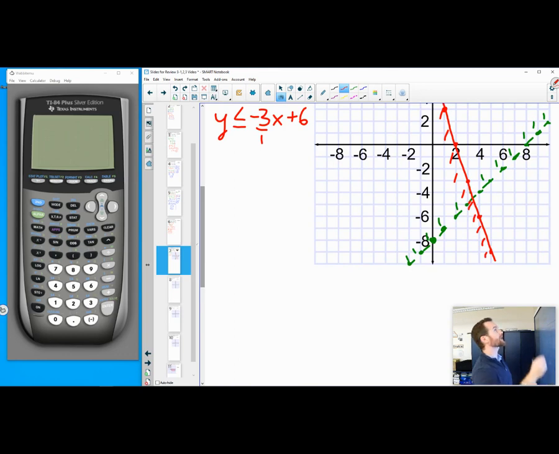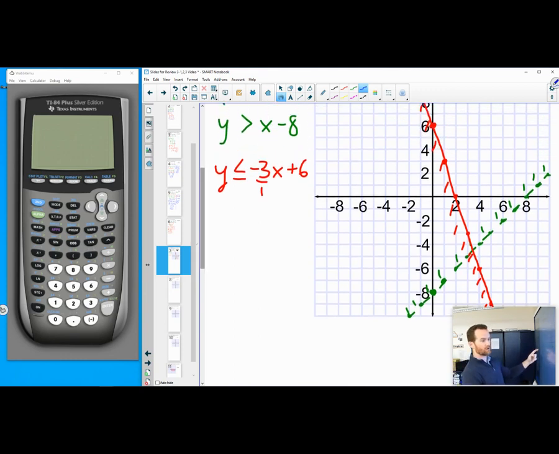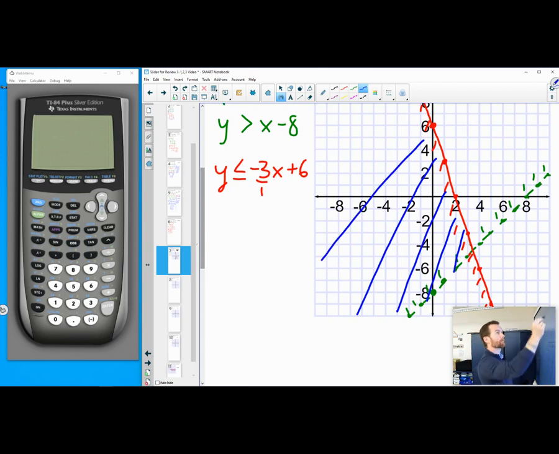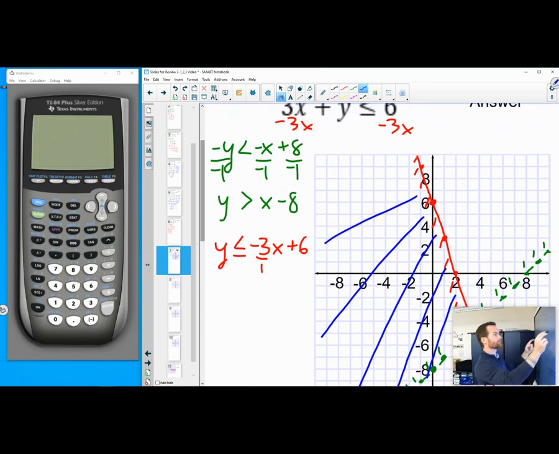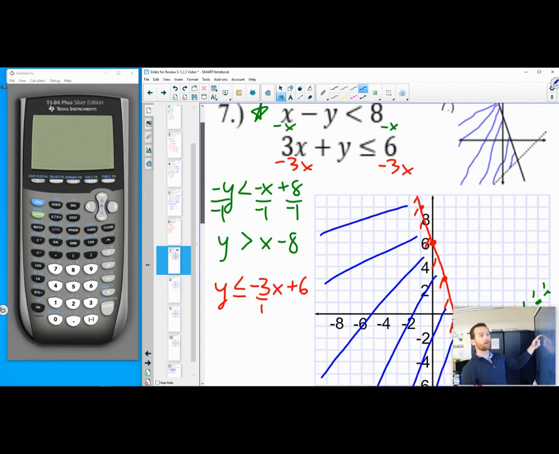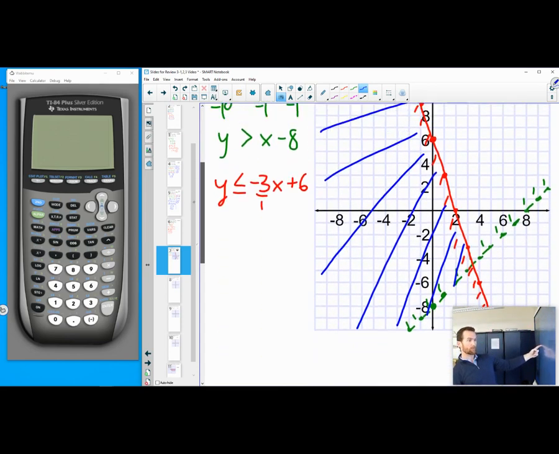All right, so the solution set is going to be where it's shaded red and green. So that's above the green line and below the red line. So essentially our solution set is going to be all this part of the graph. That's where the solutions will be. And if we check that against our answer, yeah, that looks pretty close. Yep, looks good to me.